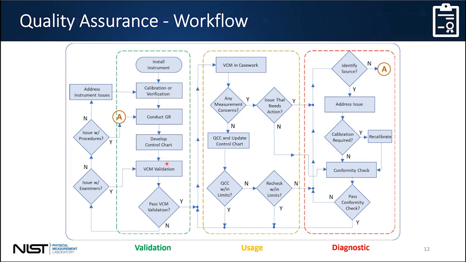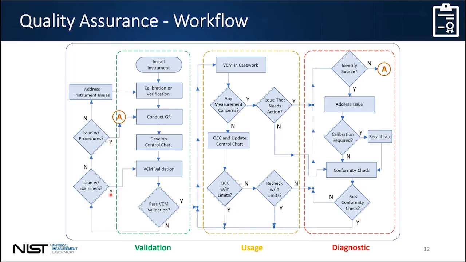Because what we're trying to demonstrate here is that under those conditions, meaning your control chart, your hardware in the calibrated state, if you successfully pass the VCM validation, then that means that particular system is validated for that purpose. Now, if you don't pass the VCM validation, obviously you've got to go back and do root cause analysis, just like Todd says, to see if it's an examiner issue.